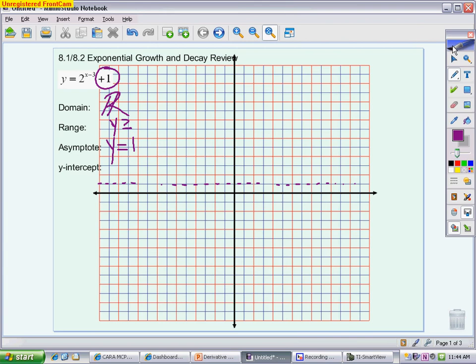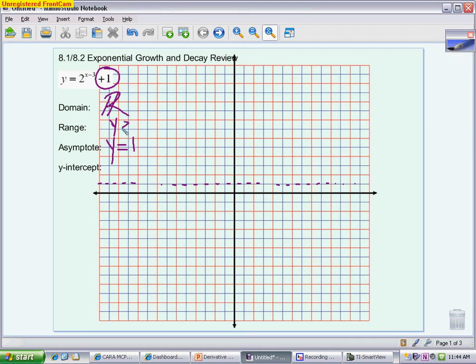It will not be or equal to. Out of habit, I started writing the or equal to. It will just be greater than 1 because it's everything that's above that asymptote. If you want to write it in more of an interval notation, you could say it's from 1 to infinity. You don't have to. You can just write y greater than 1 if you like.